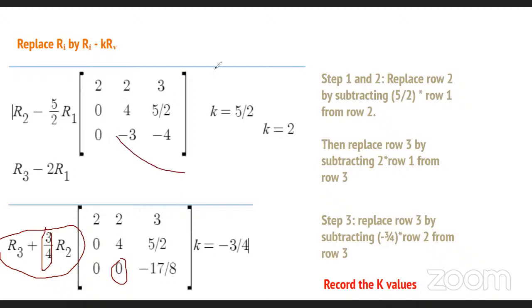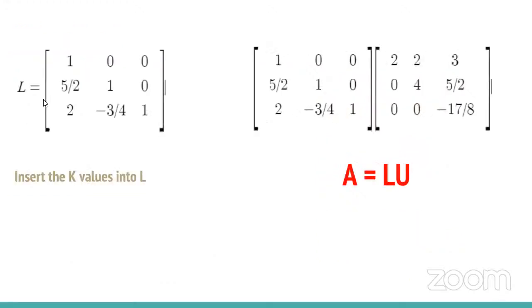So which means the first k value is 5/2. The second k value is 2. The third k value is minus 3/4. Note the k values, because that's how we will get our L. Okay. So now we have our U.